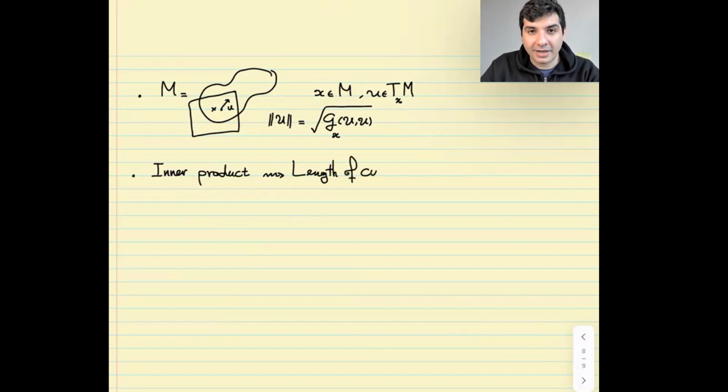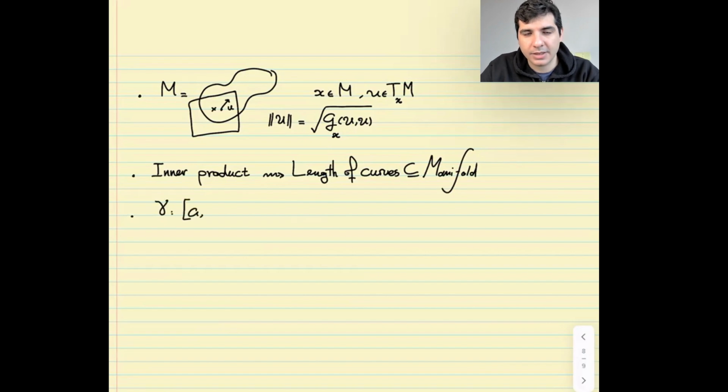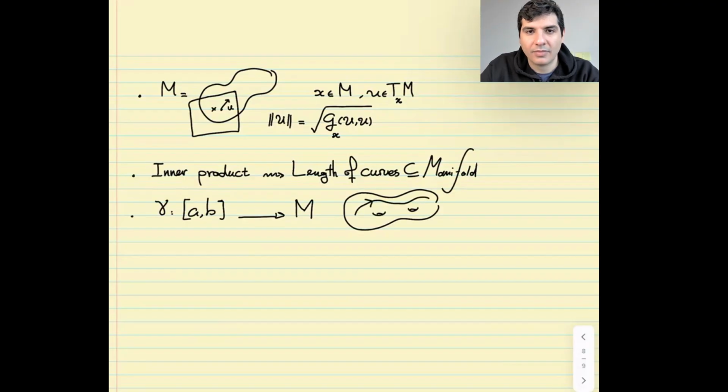It also, therefore, allows me to compute the length of curves inside my manifold. What does that mean? Suppose I have my smooth manifold. Let's say M is a smooth manifold and gamma is a curve. So what is a curve? A curve is a smooth map, or say a piecewise smooth map, from an interval [a, b] to M. Let's say this is M, and this is the image of my curve. So what is the length of this curve? How can I define the length of a curve?